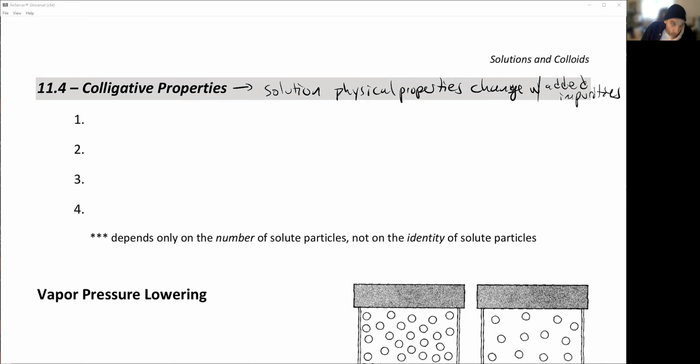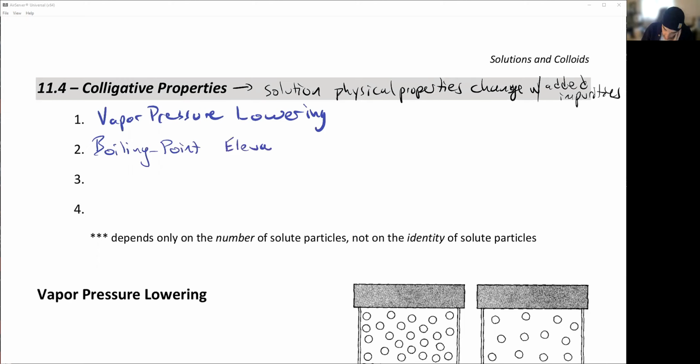So the four colligative properties are vapor pressure lowering, so the vapor pressure gets lowered, and we're going to talk about why that is and ultimately how that leads to the change of these others. As soon as the vapor pressure lowers, it now leads to boiling point elevation. So by adding salt to water, we are actually going to see an increase in boiling point. We see a decrease in vapor pressure.